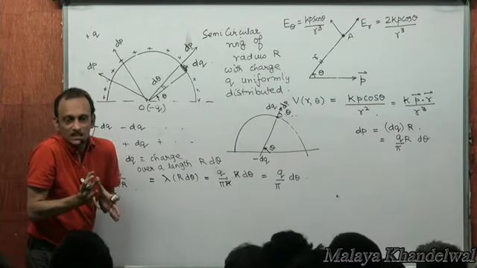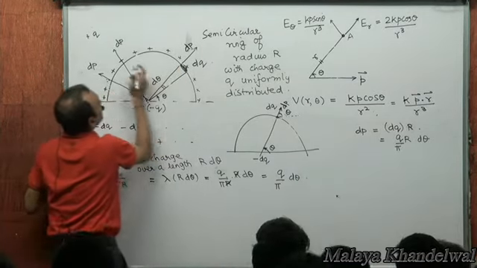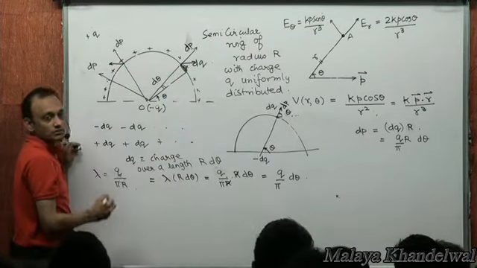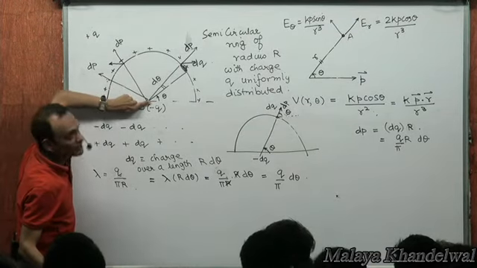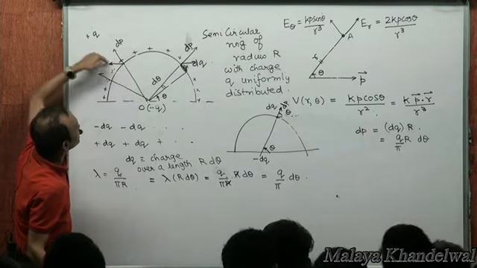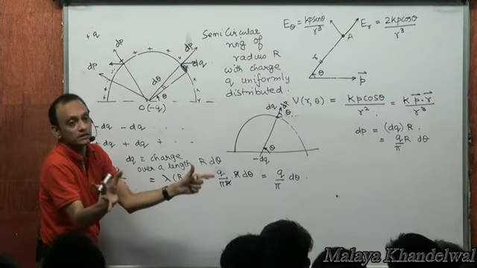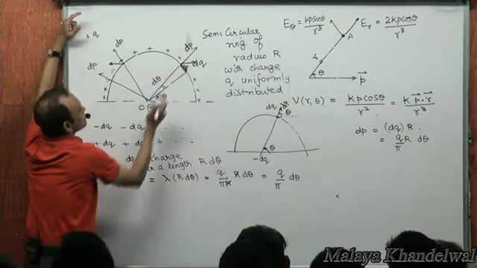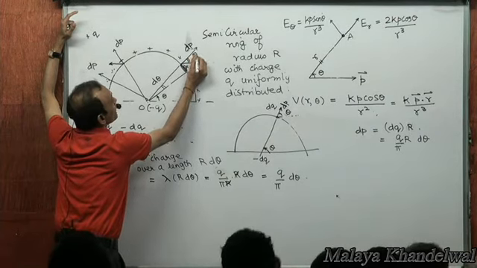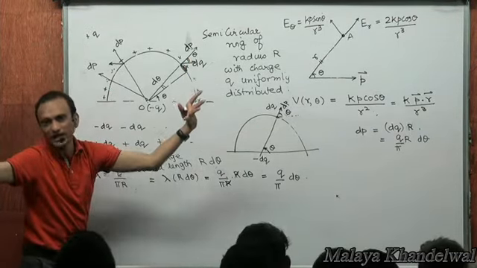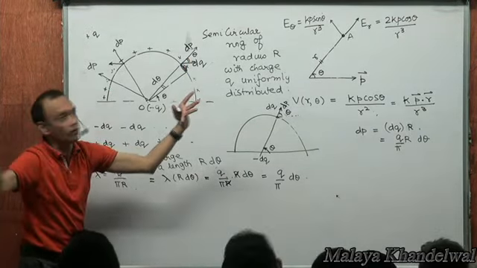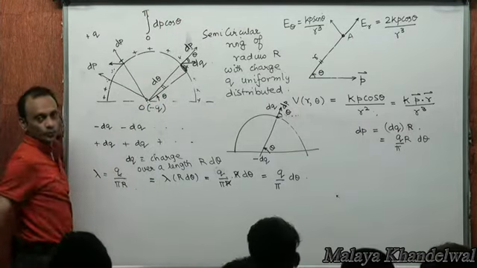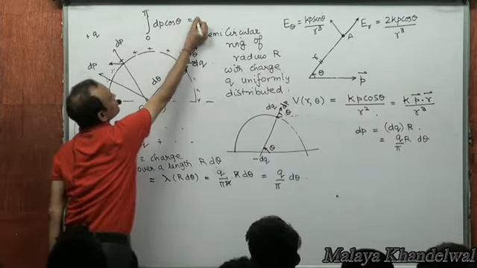But the interesting thing is that with every dp here, you'll be able to find another dp whose horizontal component will cancel the first. If there is a dp produced by this combination, there is going to be a dp produced by that combination, and their horizontal components will cancel each other. If this angle is theta, this is also theta. That means the integral of dp cos theta, where theta runs from 0 to pi, has to be 0 because of this pairwise cancellation.